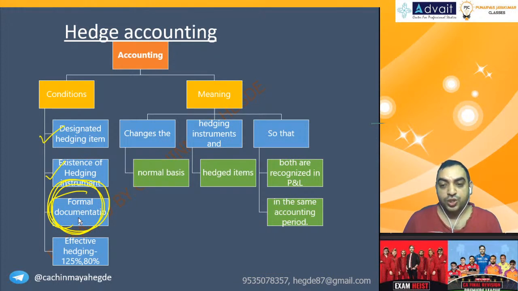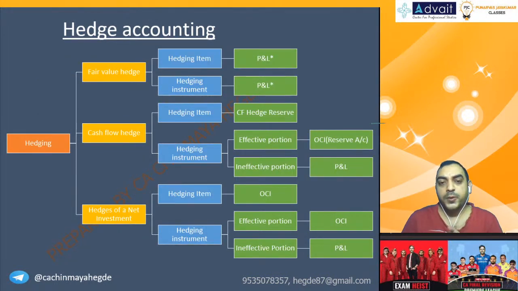What is the hedging instrument to hedge the net investment in foreign operation? Anything. You can go for a foreign currency swap. You can go for a debt equity swap. You can go for a forward contract to sell also. So various things are there. I will not go into that because it's more of an SFM concept. Let us come to the accounting part.